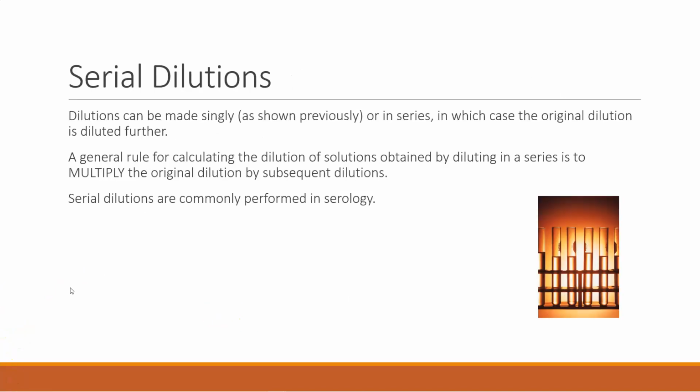So we've just learned about making dilutions singly, as shown in the previous examples. Or we can make dilutions in a series, in which case the original dilution is diluted out further. A general rule for calculating the dilutions of solutions obtained by diluting in a series is to multiply the original dilution by subsequent dilutions. And serial dilutions are very commonly performed in serology and microbiology.